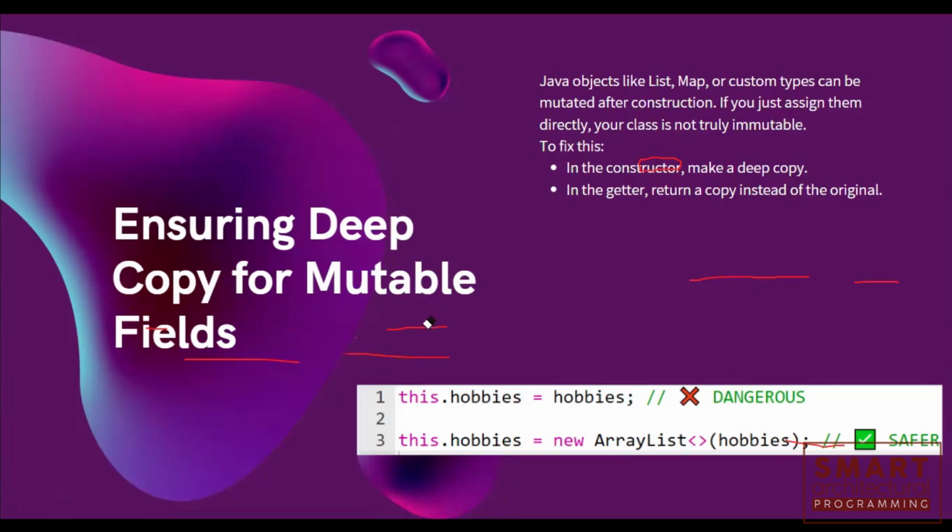I mean, doing that is quite simple, basically. So, what you need to understand with the tricky part of mutability about this is the mutable fields. Java has objects like list, map, or custom types that can be mutated after construction. If you just assign them directly, your class is not truly immutable. And to fix this, it's quite simple. In the constructor, you can make deep copies to fix this mutability aspect, right?